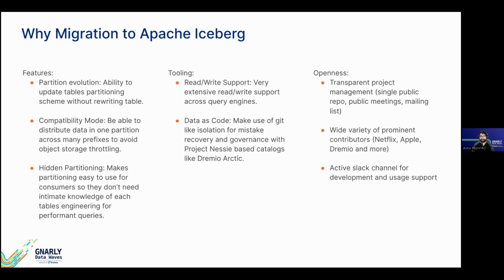And then you have openness. Bottom line, the actual development of Apache Iceberg is very transparent. There are public meetings, public lists, and a public Slack channel. Pretty much all the development discussions happen right there in the open and allow anyone to participate. You have a variety of companies contributing to the project, such as Netflix, Apple, Dremio, and more. So this is getting a wide variety of support in a very open process.